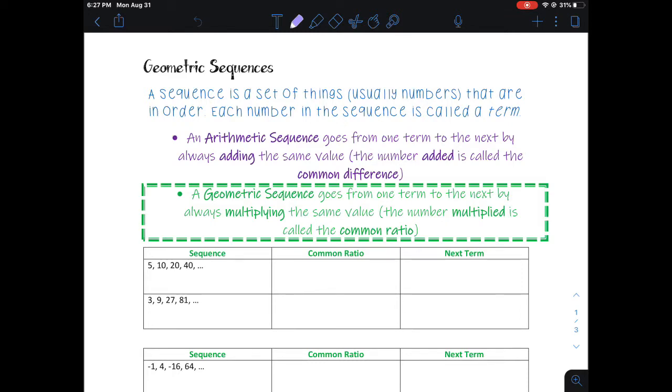Geometric is similar, except this time going from one term to the next by multiplying the same value. The number that you're multiplying is called the common ratio. So keep in mind, arithmetic is always adding, geometric is always multiplying. Arithmetic is adding, even if it's a negative number, you're still adding it. Geometric is multiplying, and you'll see one trick, something that might stump some of you as we go through this. I'll save the surprise for when we get to it.